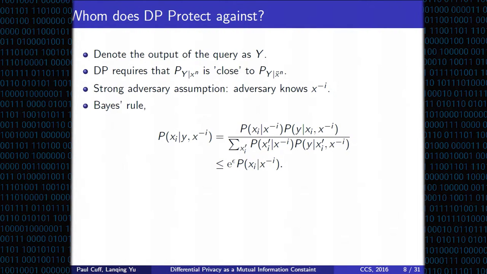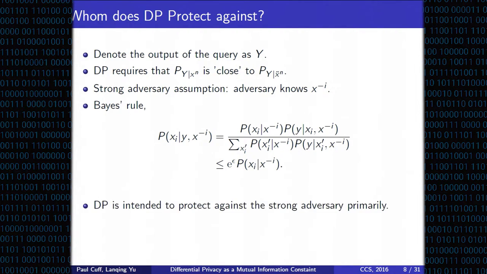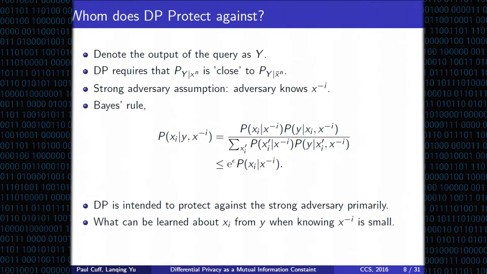And if you apply Bayes' rule, you'll get something similar, but you'll have an e to the 2 epsilon constant here. This e to the epsilon constant is the same as in the definition of differential privacy. So in some sense, we can conclude that differential privacy is intended to protect against the strong adversary, and its protection against the weaker adversary is more like a byproduct. If I rephrase the conclusion, we can say something like this: the strong adversary who knows all but one entries in the database cannot learn about the last entry from the query output y by a lot.